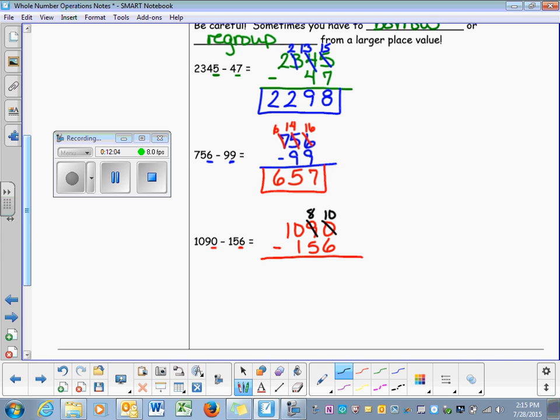So 10 minus 6 is 4. 8 minus 5 is 3. But now I'm trying to do 0 minus 1 again. So I'm going to take away from the place to the left and add 10 to that place value. 10 minus 1 is 9. 934 is our answer. At this point, you could turn in your packet and do the subtraction practice, or you can keep going with your notes and do all of the whole numbers practice at the end of the lesson.